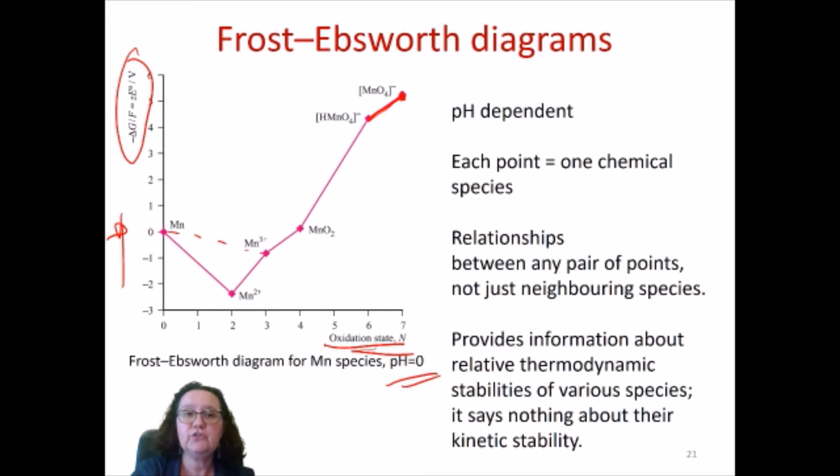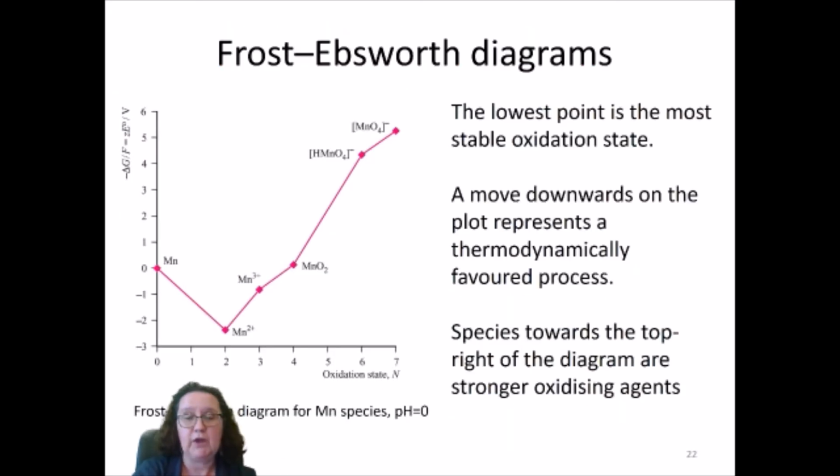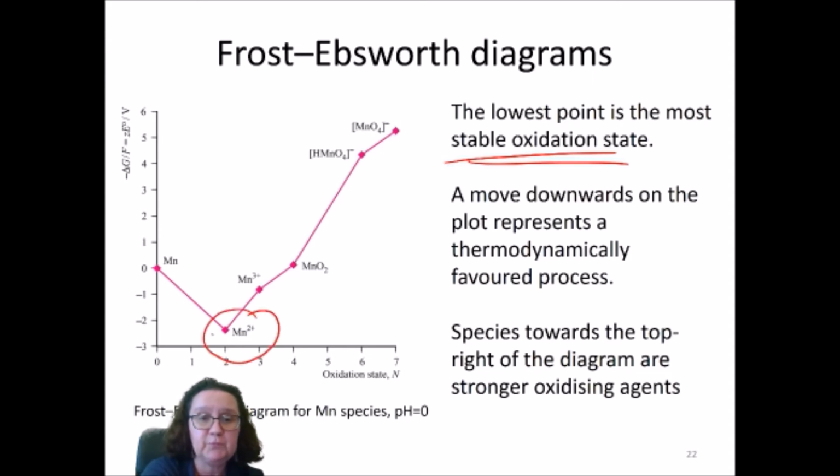So how do you use them to predict the stability of the species, in this case manganese? Well, the lowest point in a Frost-Ebsworth diagram highlights the most stable oxidation state. So the lower you are in the diagram, the more stable that oxidation state will be, and the lowest point is the most stable of all the possible oxidation states of that particular element. So for example, for the case of manganese, the most stable species is manganese 2+.